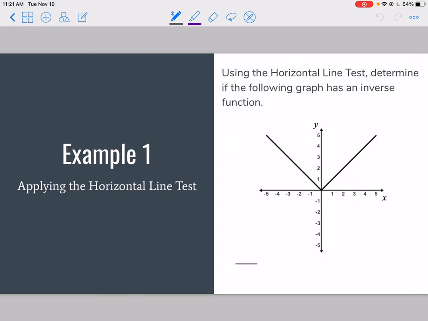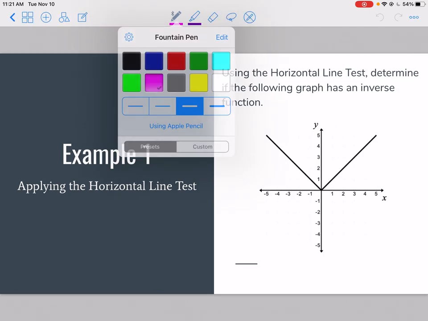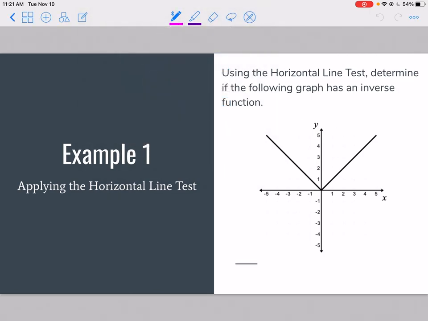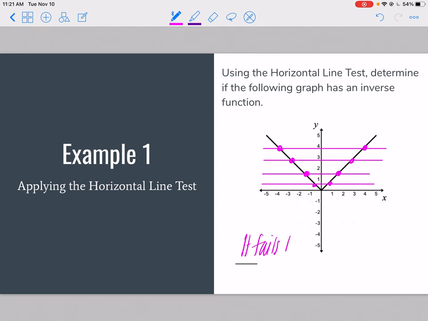So let's look at an example. Here we've got what looks like the graph of an absolute value function. If we use the horizontal line test to determine if the graph will have an inverse function specifically, what we would do is pretend to sweep a horizontal line across the graph, okay? We're looking to see if it touches more than one point at a time, which it does. So at the majority of the points on this function, it's going to touch 2 points at one time, which means it fails the vertical line test. Or not vertical, horizontal.